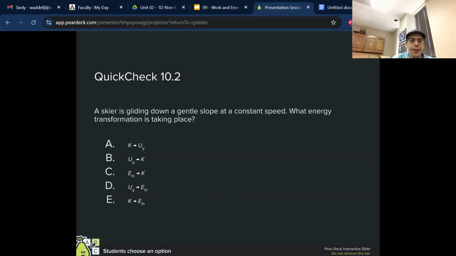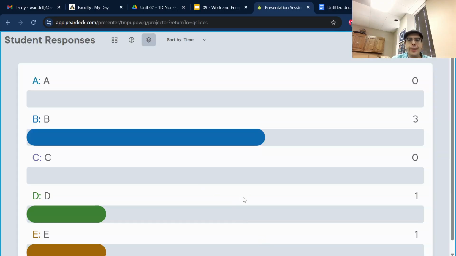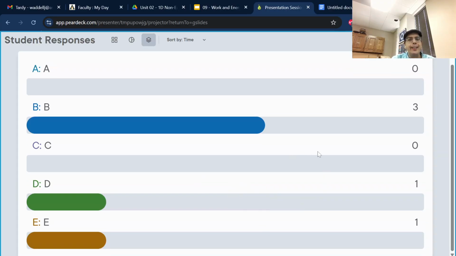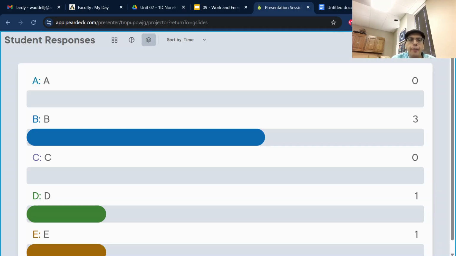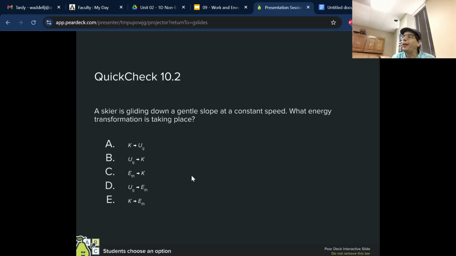All right, we've got 5 votes. Let's see what people think. This one is trickier. A lot of people still voted B, and I get where you're coming from. There is definitely kinetic energy because the skier is moving. But is that kinetic energy changing? No. So there's no further transformation taking place between gravitational potential energy and kinetic.